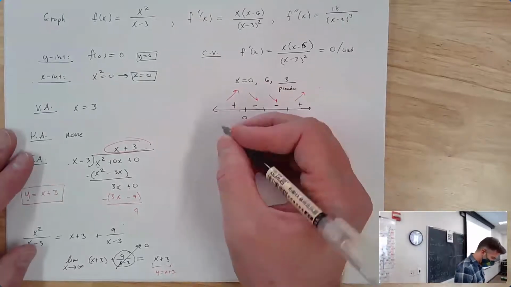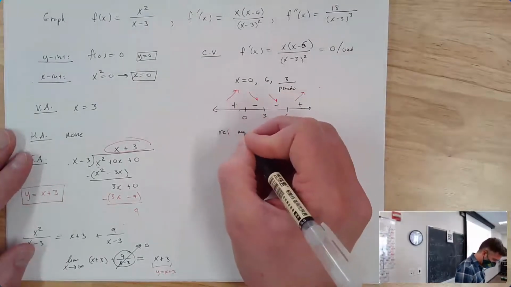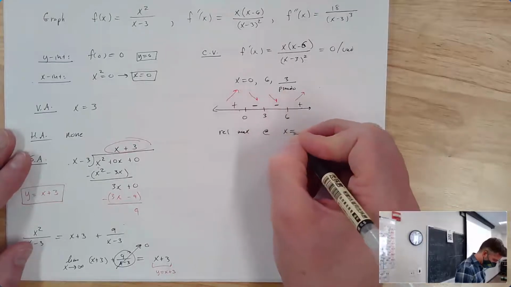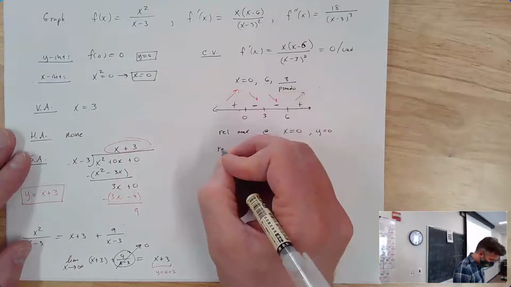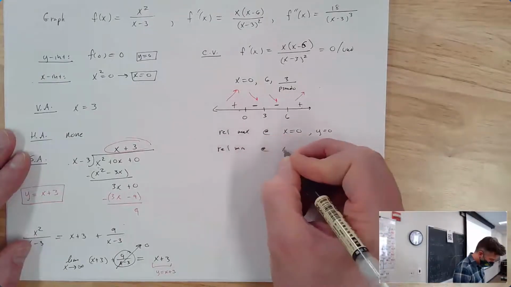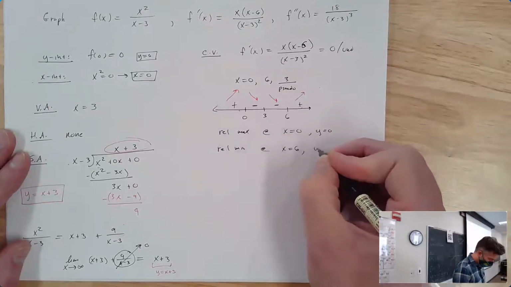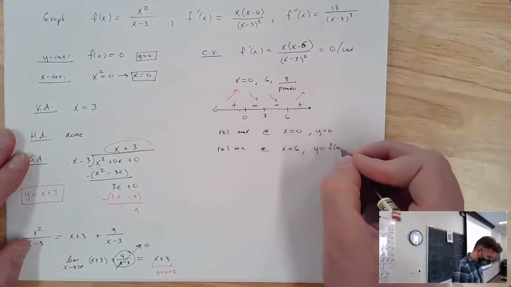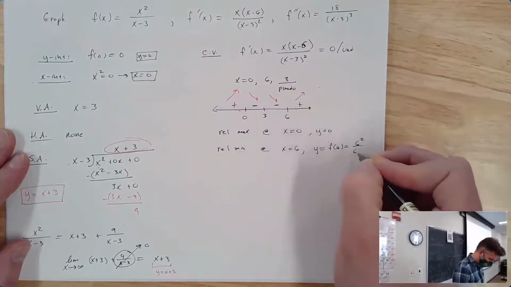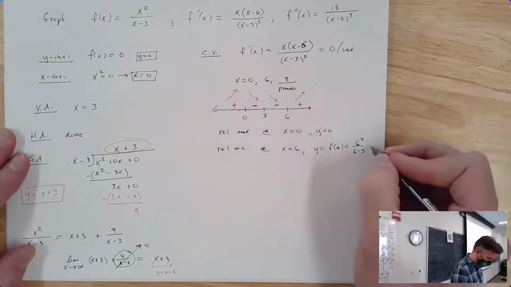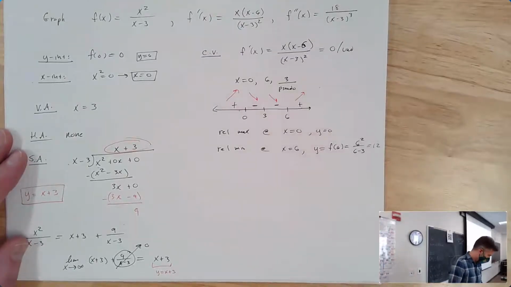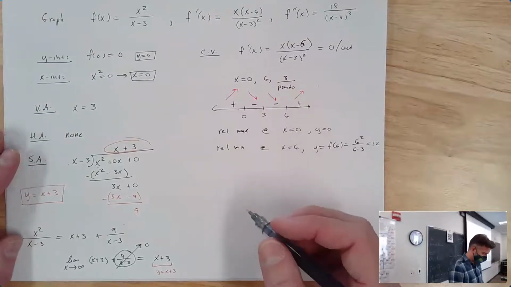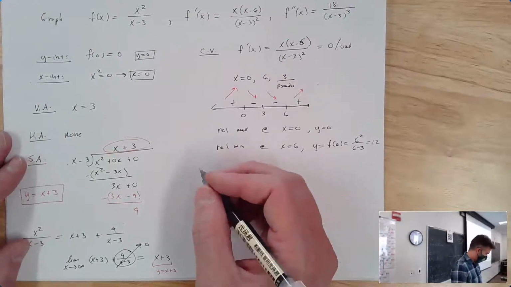I have a relative maximum at 0. And we already know the y value there is 0. We have a relative minimum at x equal to 6. And the y value there would be f of 6, which is 6 squared over 6 minus 3, which is 36 over 3, which is 12. And then, so we want to talk about the second derivative.